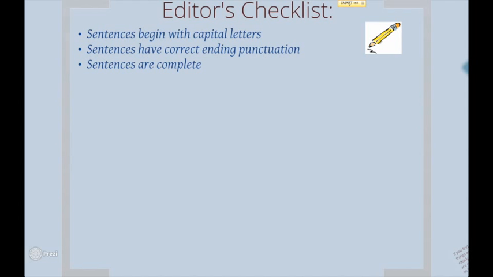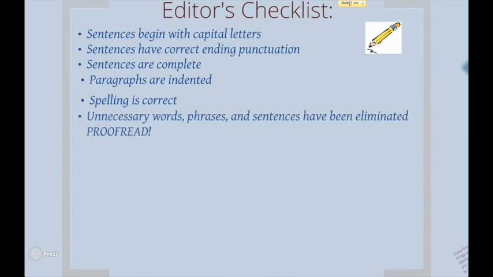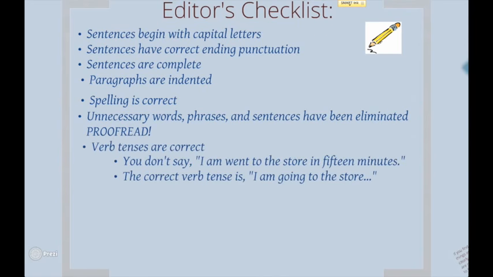So, editing: looking to see that your sentences begin with capital letters, that they have correct ending punctuation, and that sentences are complete. Paragraphs need to be indented. First of all, you should have paragraphs. Second of all, are they indented? Is your spelling correct? Have you looked for any unnecessary words, phrases, or sentences that need to be eliminated? Sometimes if we get sidetracked, we type the same word twice, and most of the time spelling and grammar checks have a hard time finding those things. So that's really important where editing is concerned, that you're looking for that stuff.